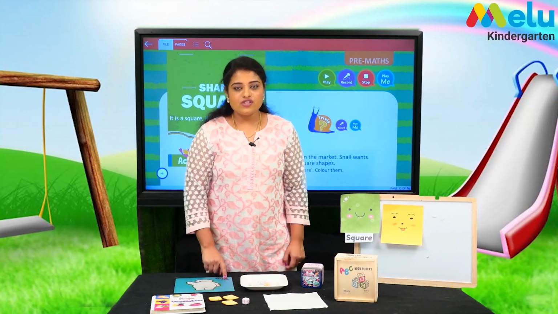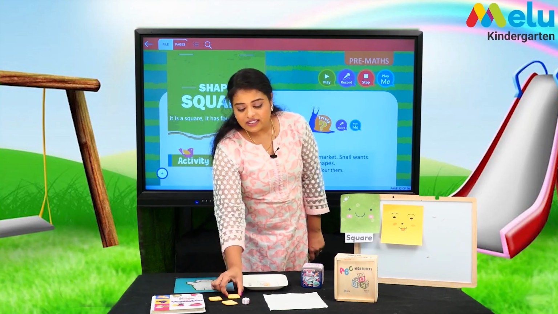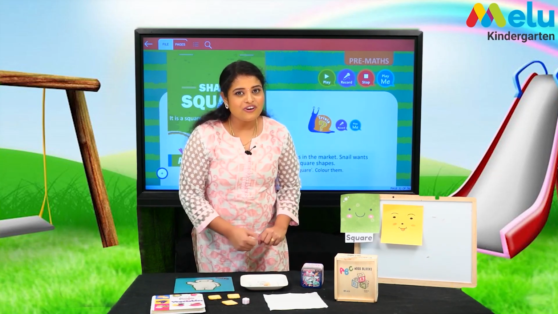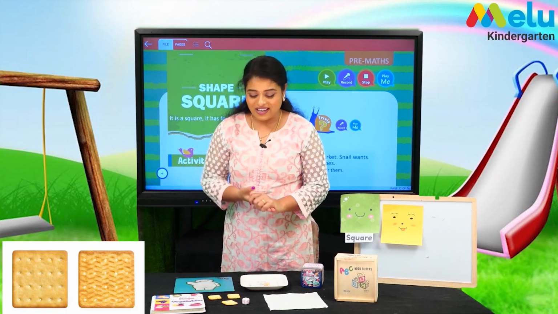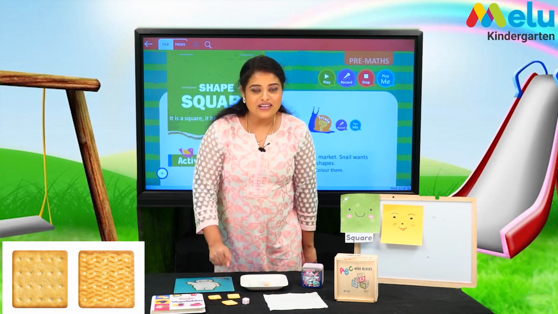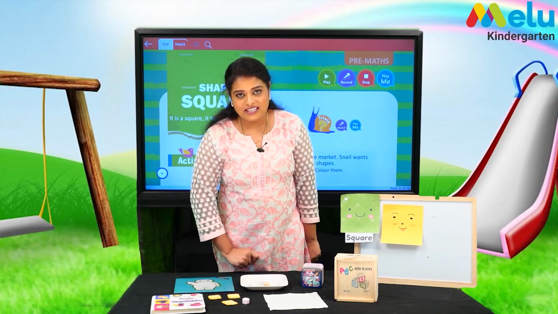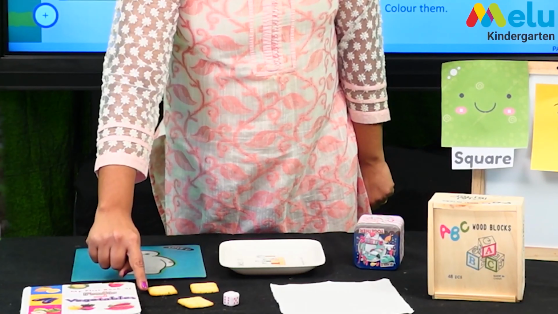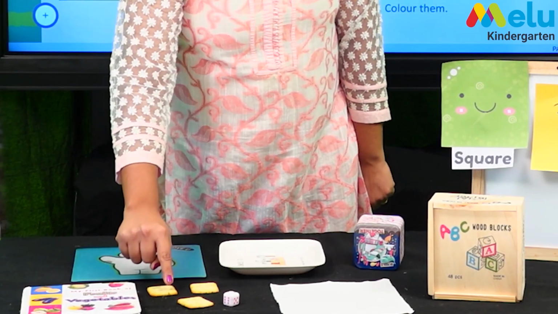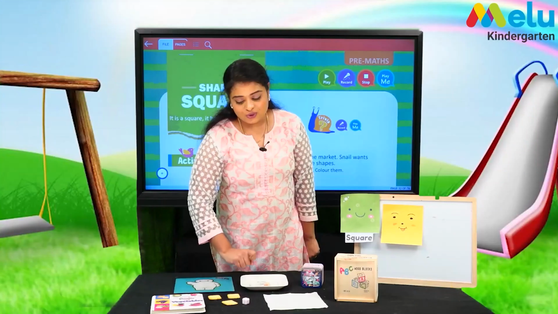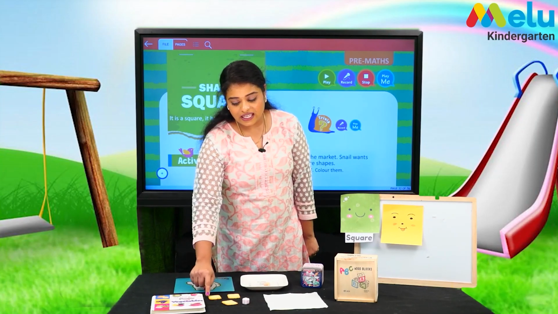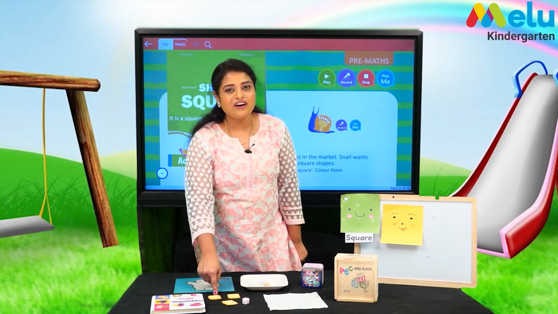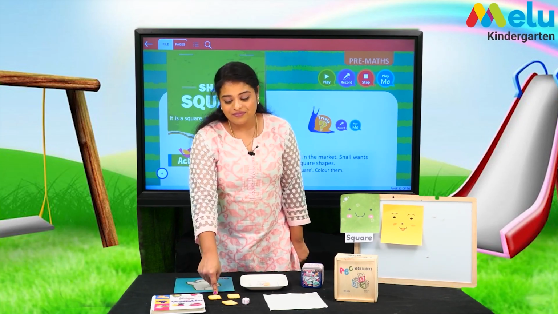Yes, and children, I have few biscuits here. And they are in the shape of a square. Very good. Let's count how many sides are there in the biscuit. Yes, children. 1, 2, 3, 4. So, it has 4 equal sides and so the biscuit is in the shape of a square.